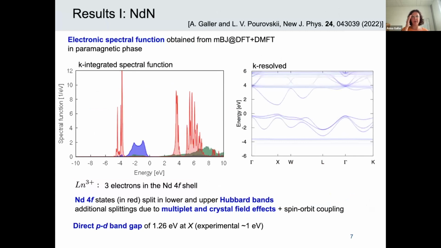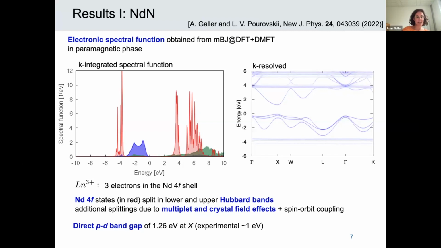Yeah, so much for the computational approach. Now I come to the results for the materials. So what I show you first here are electronic spectral functions for neodymium nitride. What you can see in the left panel is the k-integrated spectral function, while on the right, it's the same k-resolved. You have in the left panel, in blue, the nitrogen 2p states, in green, the neodymium 5d states, and in red, the neodymium 4f states.